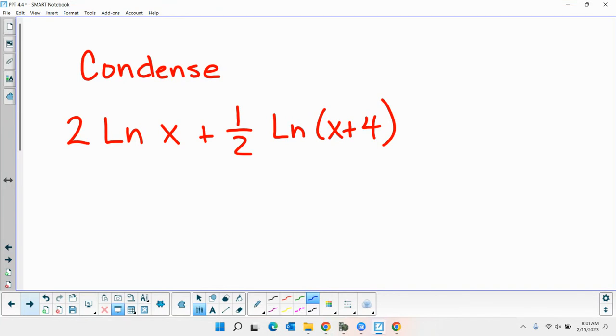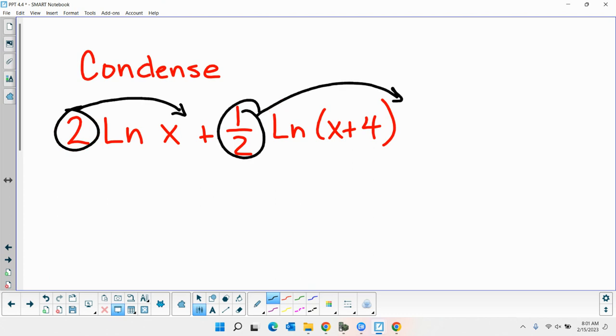The first thing I do is, when I see numbers out front, I'm going to move them into the exponent area first. So, natural log of x squared plus natural log of x plus 4 to the 1/2. Now, since it's addition, to turn that into a single log, what would I do with the x squared and the x plus 4 to the 1/2 power?